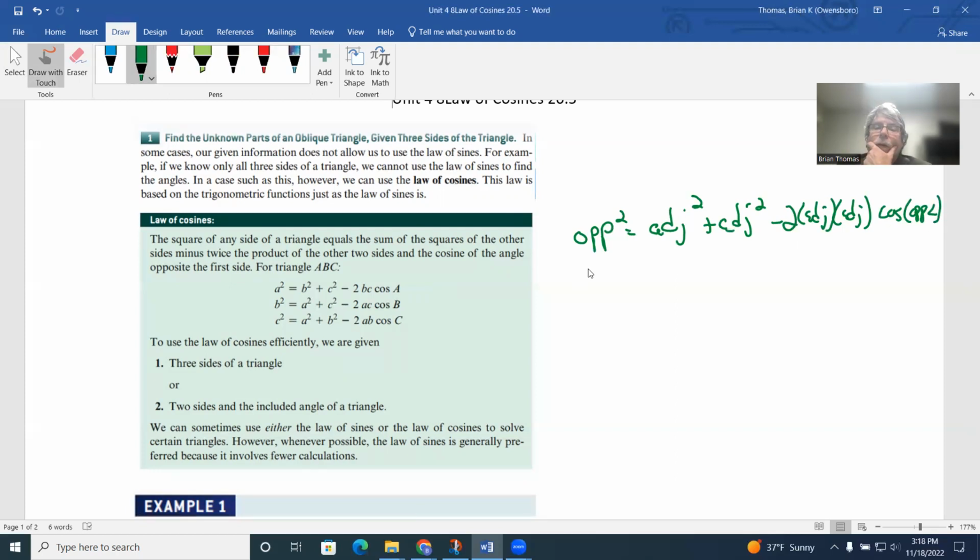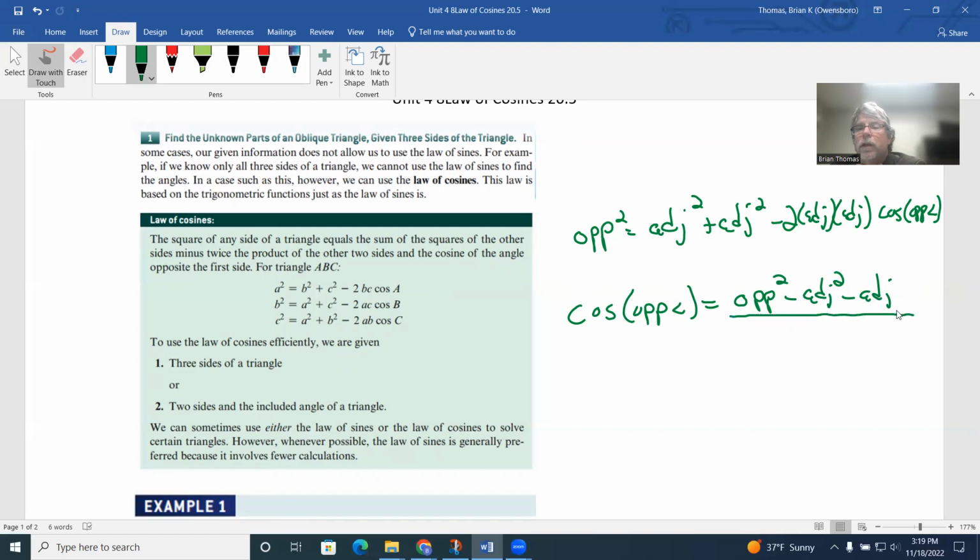So we have that kind of going on. You also can solve for the cosine of the opposite angle. So the cosine of the opposite angle is going to equal the opposite squared minus the adjacent squared minus the adjacent squared, divided by negative 2 times the adjacent times the adjacent.